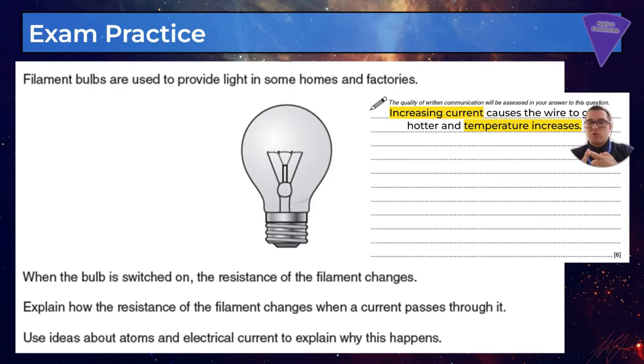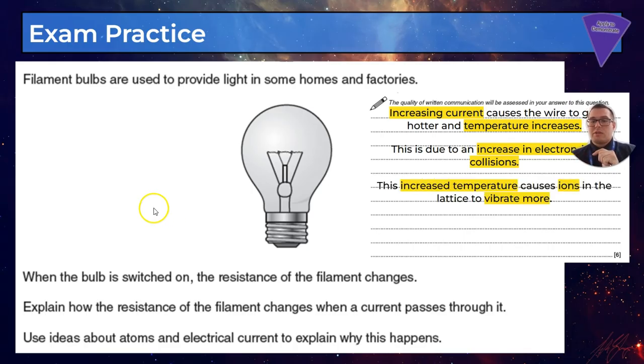So anytime we increase current, that causes an increase in the number of electrons travelling down the wire, and therefore will increase the number of electron-ion collisions. Every one of those collisions transfers a little bit of energy, and so that energy is transferred to the ions and causes them to increase their kinetic energy. They're going to be moving around more. Temperature is defined as the measure of the average kinetic energy of particles. So if we're increasing the energy of those ions because of those collisions, we will increase temperature. So increasing current causes the wire to get hotter and temperature increases. The reason is because there's an increase in electron-ion collisions. So really important that you use that phrase, electron-ion collisions.